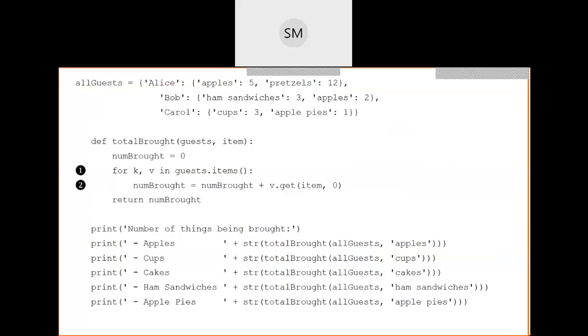It means that in the entire dictionary there are only three items. So what are those three items? Every item is nothing but a key value pair, right? The first item, or first key value pair: the key is alice, and its value is one sub dictionary, that is apples 5 and pretzels 12.